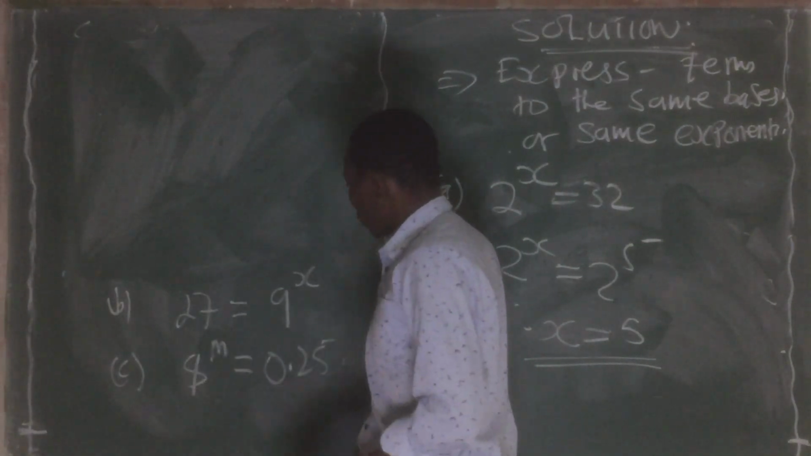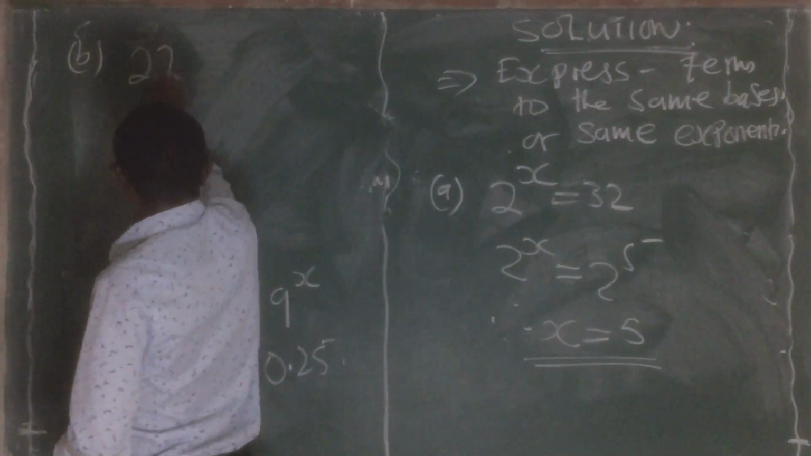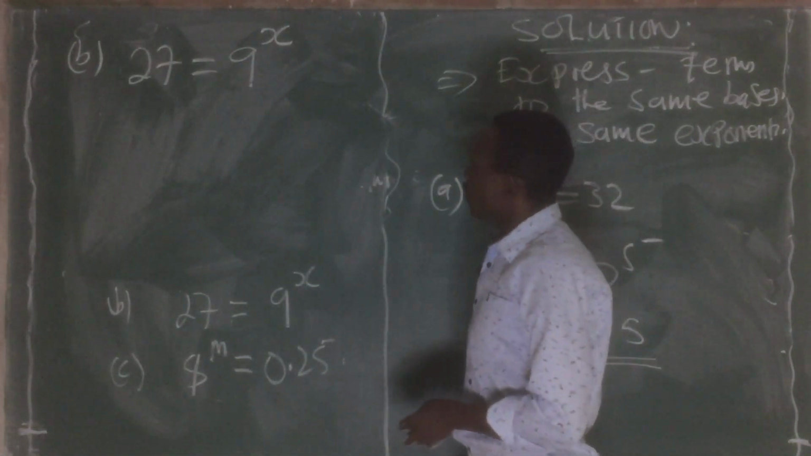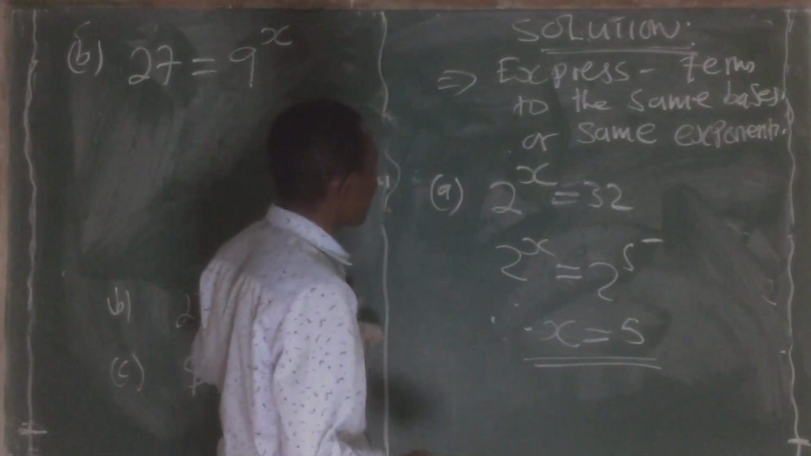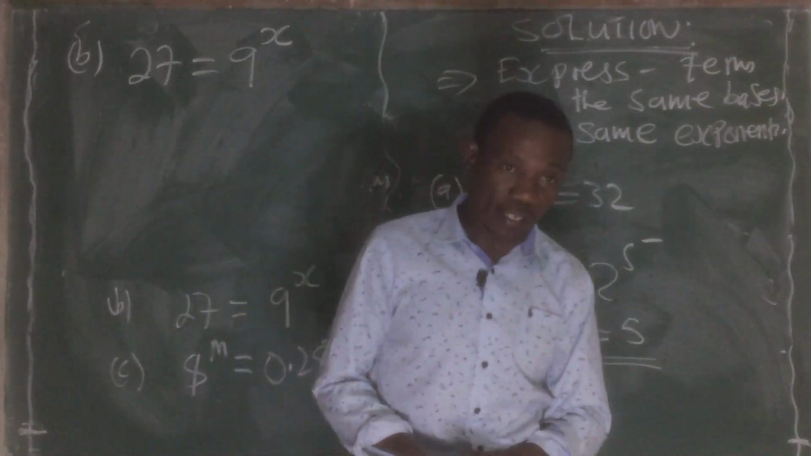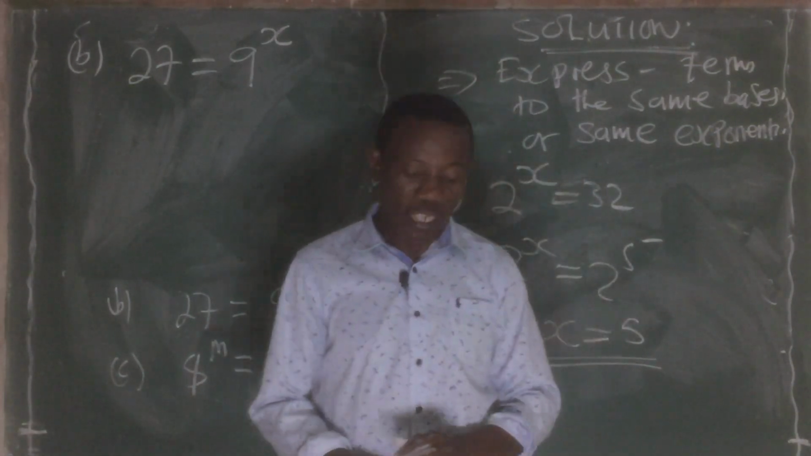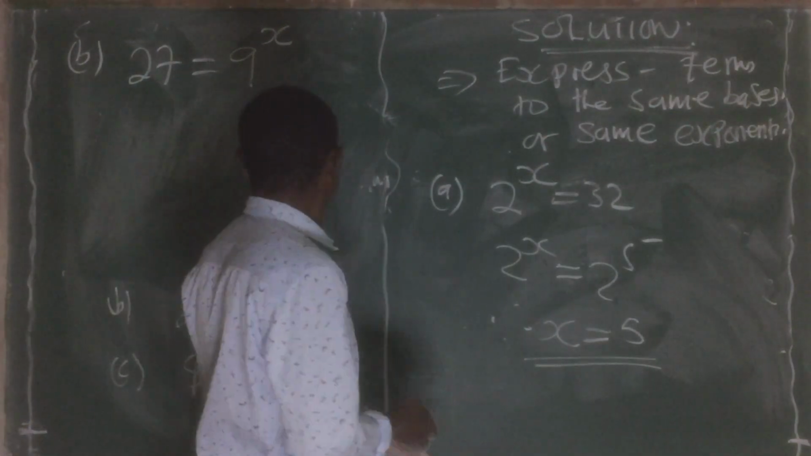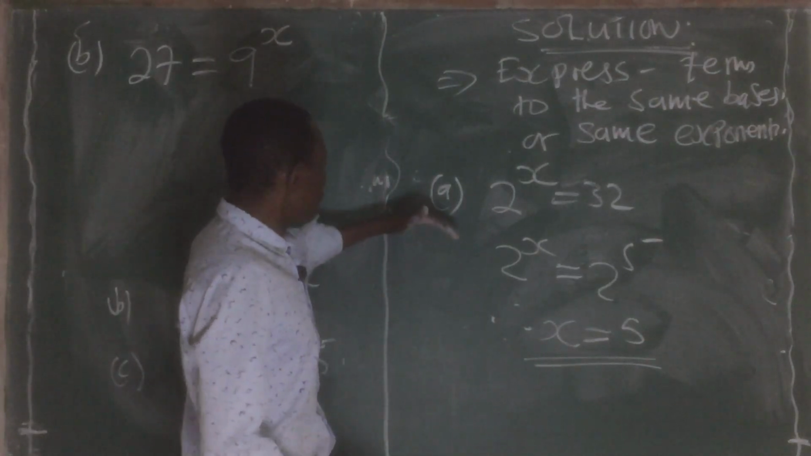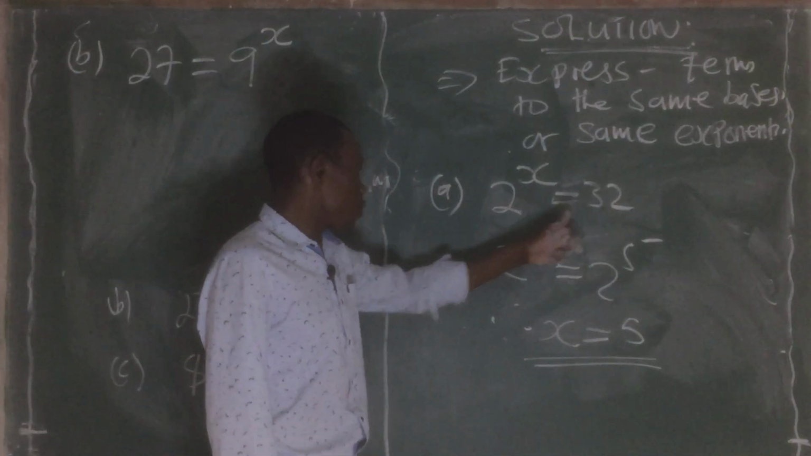For the second one, we have, let's say, 27 is equal to 9 to the power x. Now, it's not always true that when we say expressing the terms to the same basis, it is direct. Sometimes it might not be. So as a mathematician, expect such situations and be able to consider what principles you could use in order to work them out. Like in the first example here, it was very easy for us to express the 32 to base 2, based on the existing base.